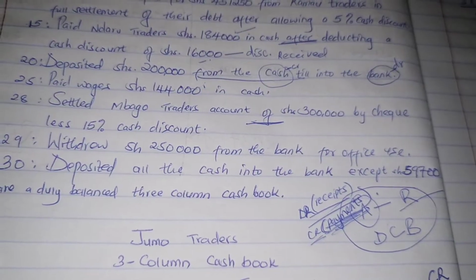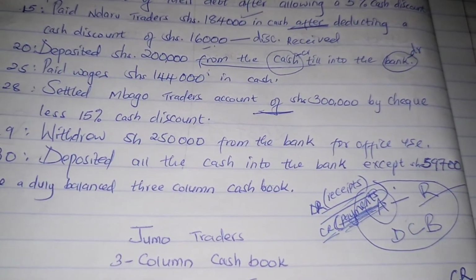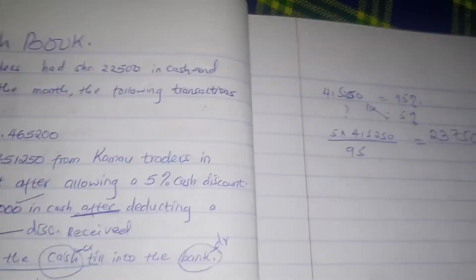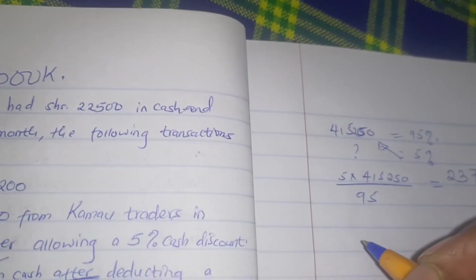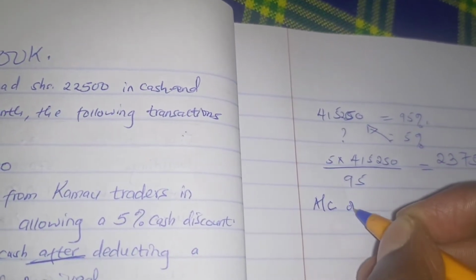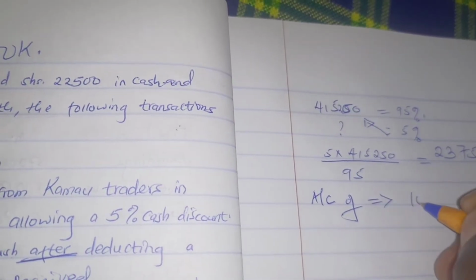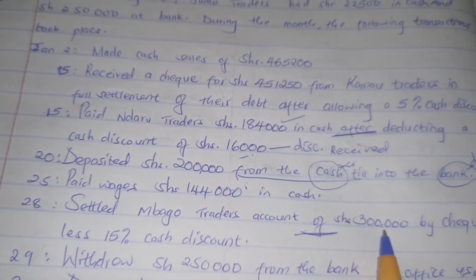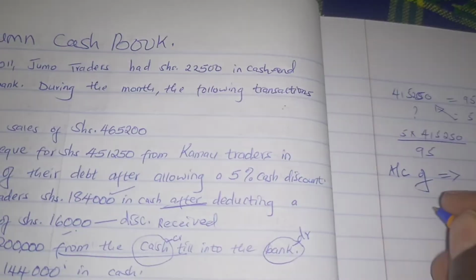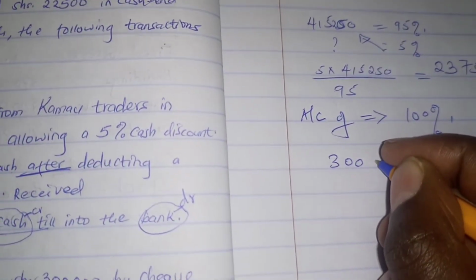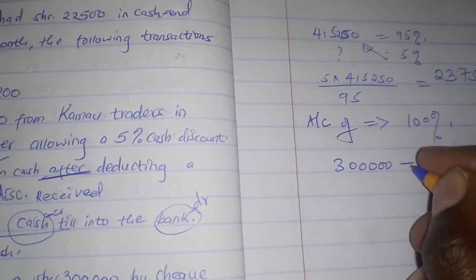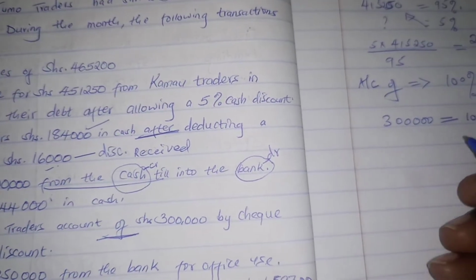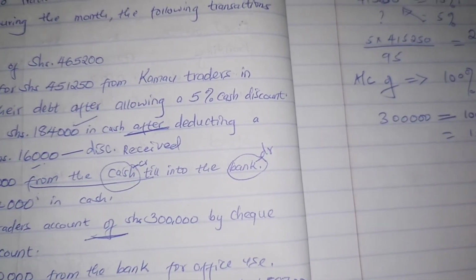account of 300,000 by check, less 15% cash discount. Learners, what does account of mean? When you see the words account of, this translates to 100%. So in other words, account of 300,000 shillings by check means that this 300,000 is equivalent to 100%.